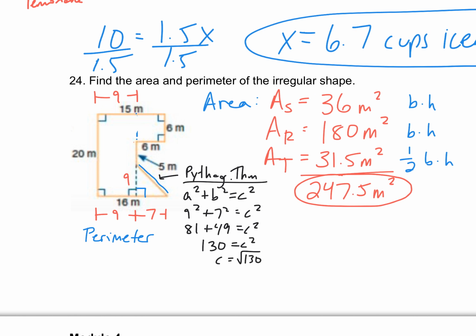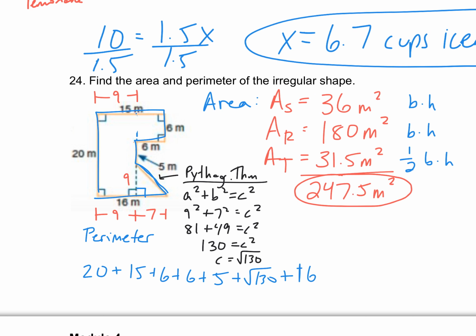Let me add everything together now. I've got 20, and then going clockwise, 15, 6, 6, 5, radical 130, and then 16. Those are all of my perimeter distances if I follow around the shape here. Adding all those up, I get approximately, rounded here, 79.4, and that's just meters. So there's our perimeter.